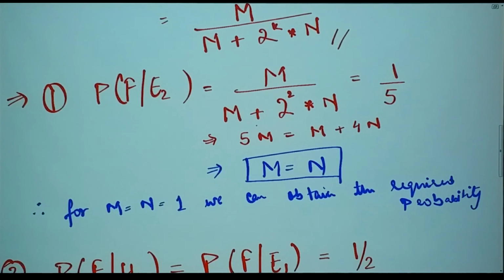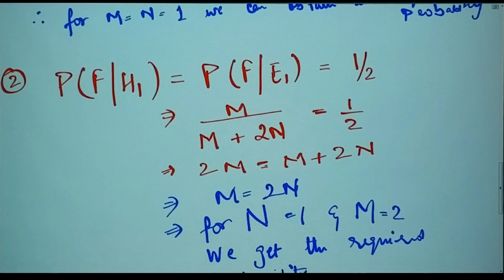And we basically have to calculate the minimum number of unfair and fair coins required for this particular case. So solving this equation, we get that m is equal to n. And in order to get the minimum number of coins, we select both of them to be 1. So if we have one fair and one unfair coin, we get this probability to be 1/5.